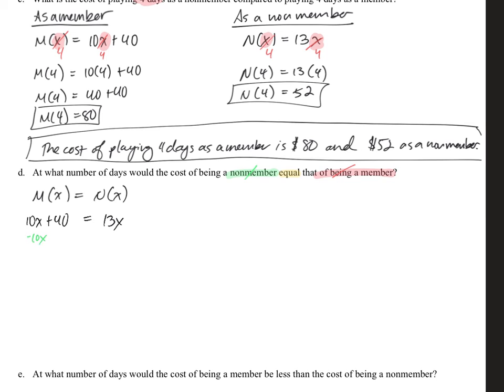So I'll go ahead and subtract 10x from both sides. And we get that 40 equals 3x. And divide both sides by 3. I get 40 divided by 3. So it doesn't come out perfectly. It comes out to about, and I'm going to go ahead and round here. Rounding to the closest whole number of days would be actually 14 if I was looking at the whole number of days. Okay. If you rounded to 13, that would be okay because I did not include what to round to.